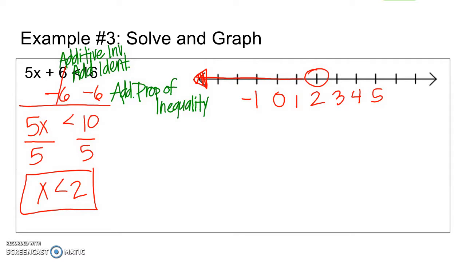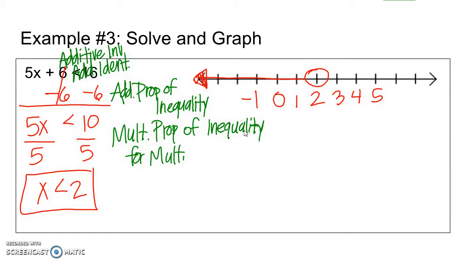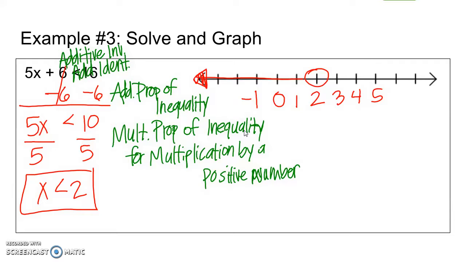Then down here, we divide by positive 5, so that would be the multiplication property of inequality for multiplication by a positive number. That is a very long property. Now, if we had multiplied by a negative number, we would say inequality for multiplication by a negative number.